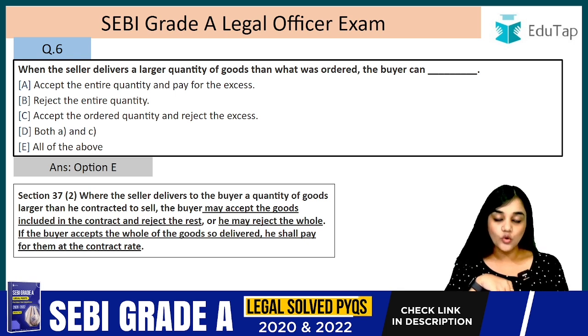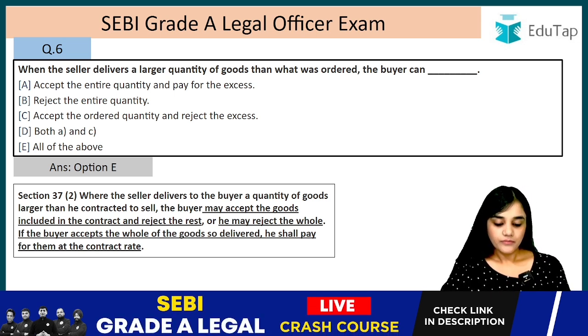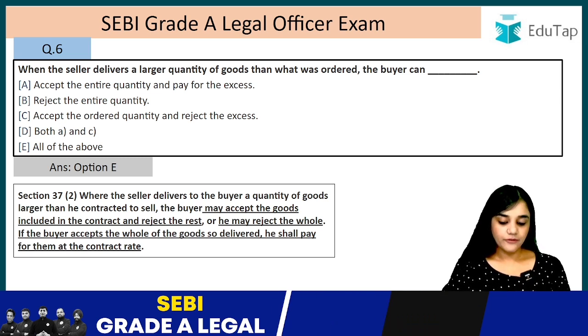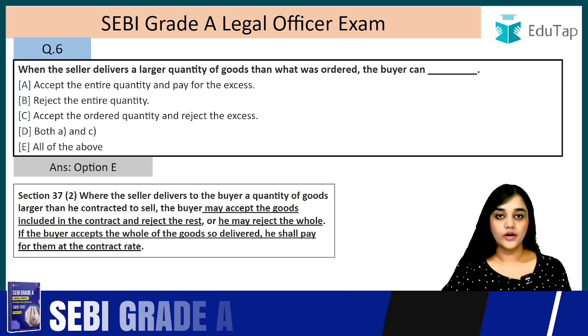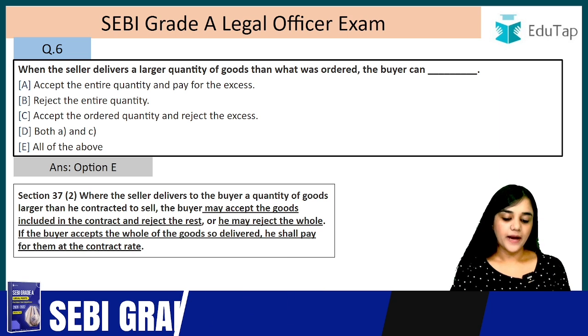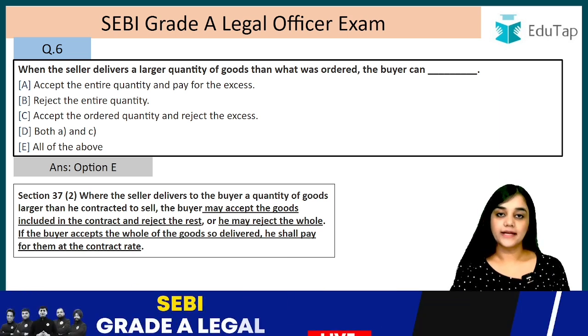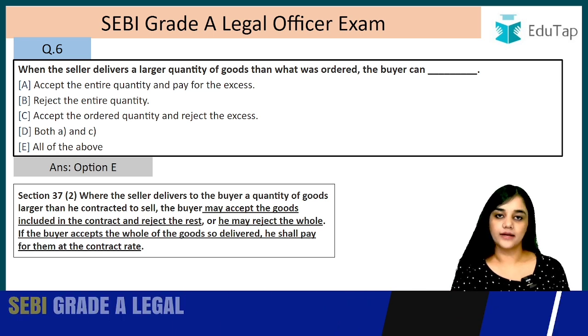And he also has the option that he can accept the whole. But if he accepts it, then the goods so delivered, he shall pay for them at the contract rate. So, if he is accepting the whole of the quantity, in that case, he is going to pay according to the rate of the contract that was agreed upon, right? So, where the seller delivers to the buyer a quantity of goods larger than he contracted to sell, the buyer may accept the goods included in the contract and reject the rest, or he may reject the whole, or if the buyer accepts the whole of the goods so delivered, he shall pay for them at the contract rate.